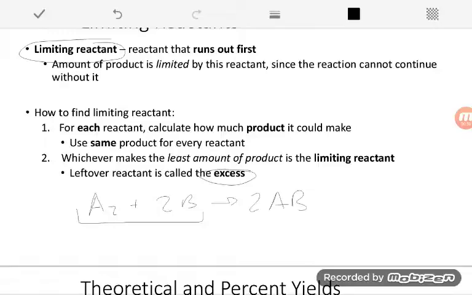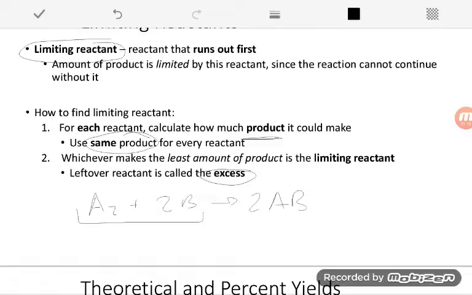For each reactant, you're going to calculate how much product it could make. Whichever one makes less product, that's your limiting reactant. If you have a reaction with more than one product, it doesn't matter which one you choose, as long as you use the same product for your calculations. So we're basically just going to do a stoichiometry problem, but we're going to do it twice.